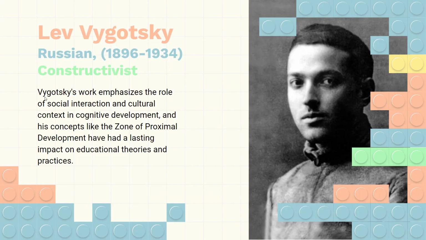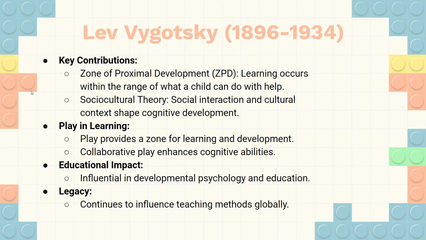Lev Vygotsky, I won't say a lot about him, mostly because we cover him a lot in constructivist learning theories. But he's had significant and lasting impacts on education. His big thing, of course, is the zone of proximal development, which is more than just scaffolding. It includes social cultural theory, that the social interaction and cultural context shape cognitive development. His argument for play and learning was that play provides a zone for learning and development.